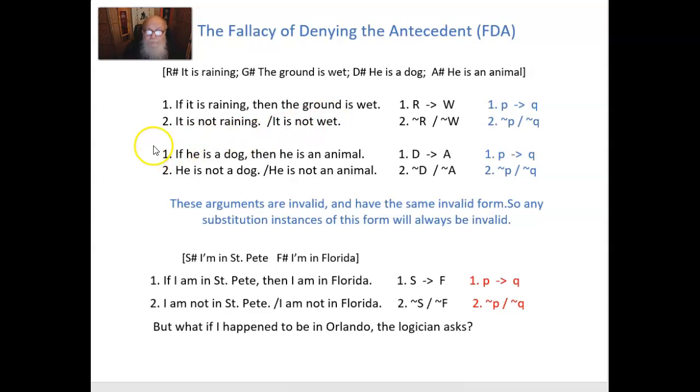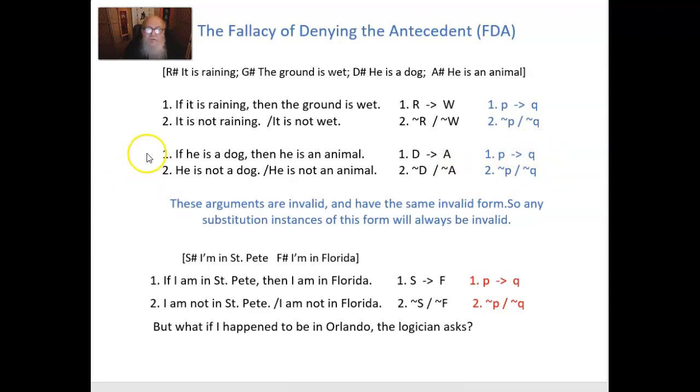Or this one. If he's a dog, then he's an animal. He is not a dog, therefore he's not an animal. I mean, that one sort of jumps out and beats you on the head and lets you know that it's a supervillain of logic, because that's clearly not true, right? If D, then A, not D, therefore not A, giving us if P, then Q, not P, therefore not Q, right?